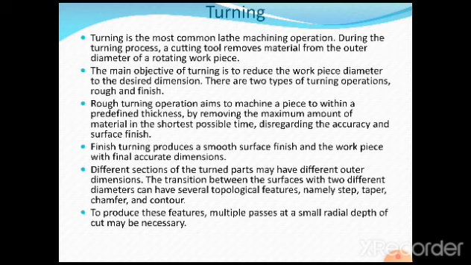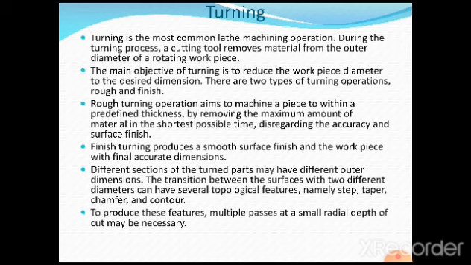During the turning process, a cutting tool removes material from the outer diameter of a rotating workpiece. The main purpose of turning is to remove the excess material, especially from the outer surfaces of the workpiece, a cylindrical job, as per the required size, dimension and surface finish. The main objective of turning is to reduce the workpiece diameter to the desired dimension.